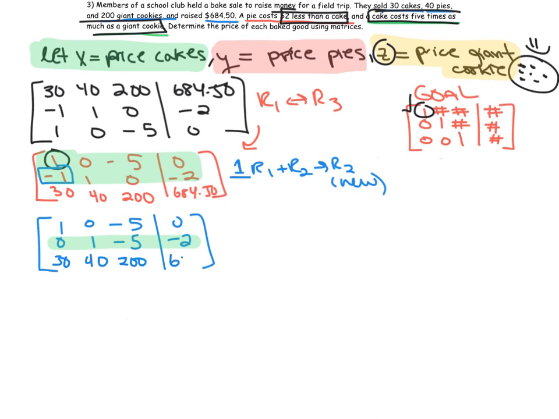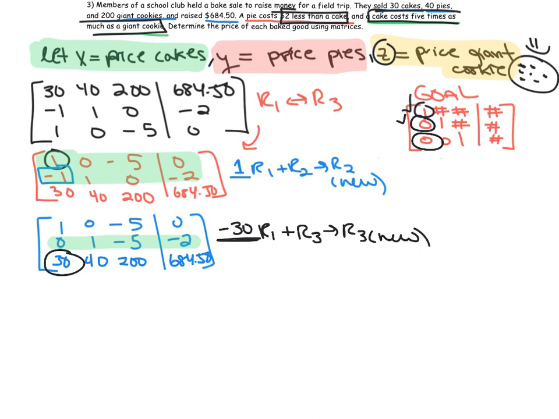Okay? All right, let's just keep going. Now, we took care of this. That became a 0. Great. Now I want to turn this 30 into a 0. So I'm going to multiply my first row by negative 30, and I'm going to add it to row 3 to get my new third row.